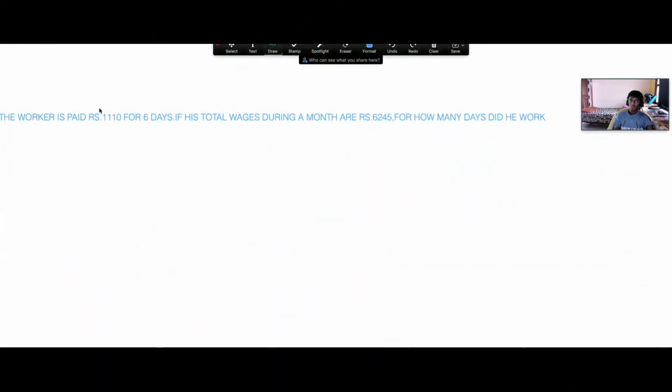The worker is paid rupees 110 for 6 days. If his total wages during a month are 6245, for how many days did he work? Okay, so 110 for 6 days. So one wage is x. So 110 is equal to 6x. So here it is 1, right? One wage is x, means 110 is equal to 6x. X is going to be 110 by 6.